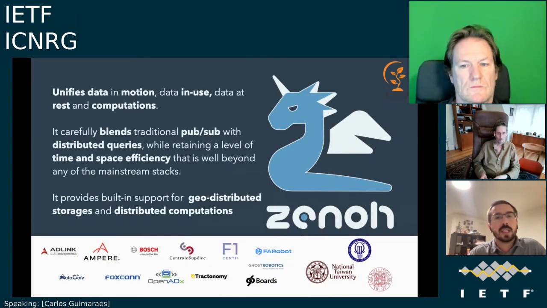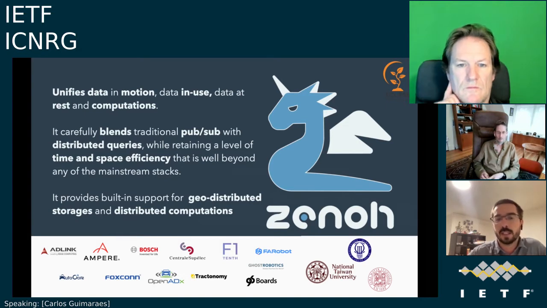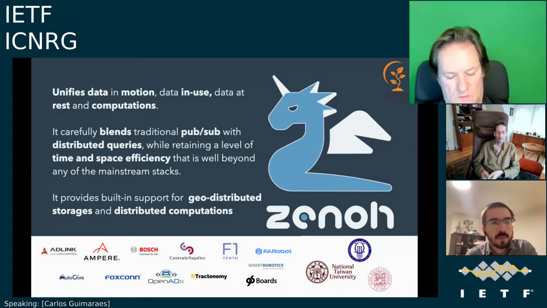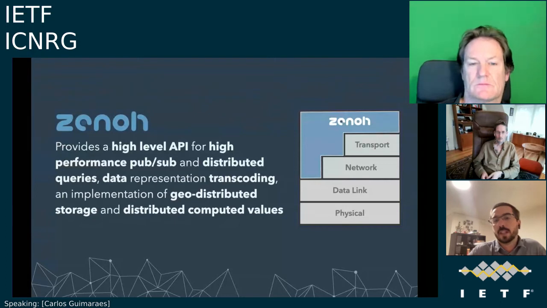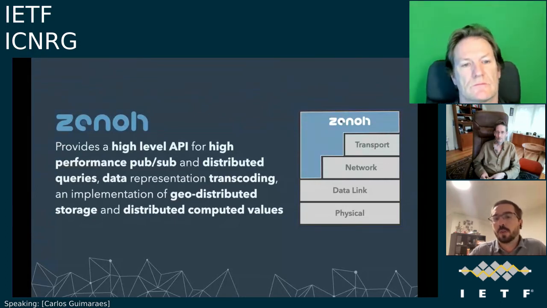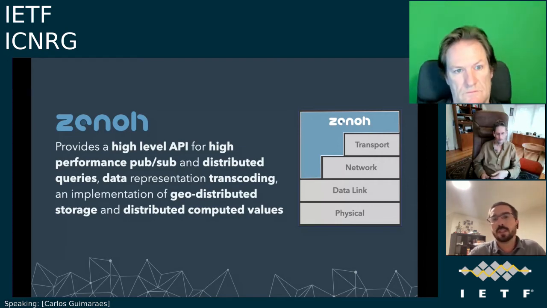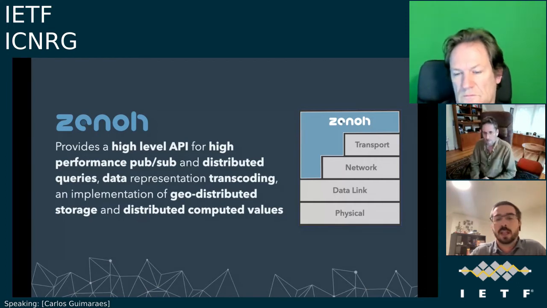In a nutshell, Zenoh tries to unify data in motion, data in use, data at rest, and computations by blending together PubSub and distributed queries while providing built-in support for geo-distributed storage and computations. To some extent, we can say that Zenoh is a kind of data-centric, data-oriented solution. It achieves this not only by defining its own network protocol that can operate over different network technologies at different stack layers, but also by providing a set of high-level APIs that ease the handling, distributing, and storing of data across a distributed and decentralized system.